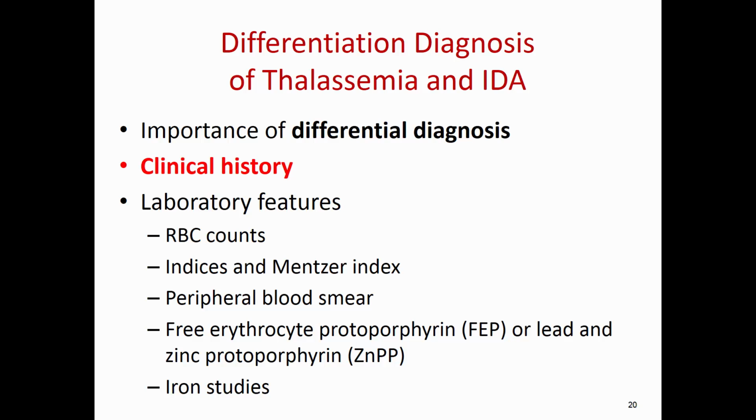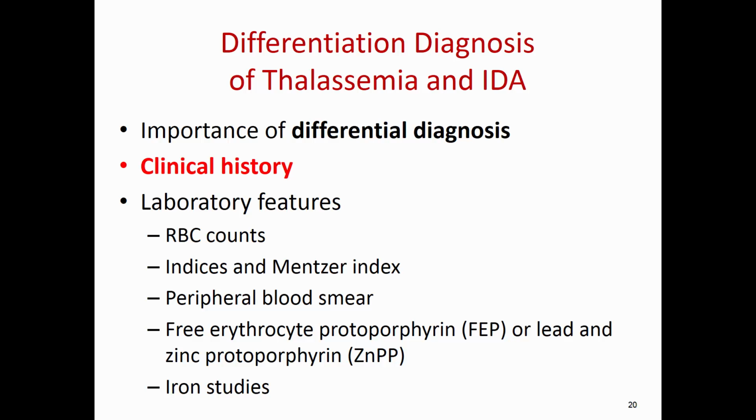And again, because of the similarities, and I hope I have been emphasizing enough, anytime that you see microcytic hypochromic red blood cells, the first thing that comes to your mind is IDA, iron deficiency anemia. But we cannot jump to conclusions. You got to be able to rule out other things. You got to rule out thalassemia. You got to rule out chronic disease.